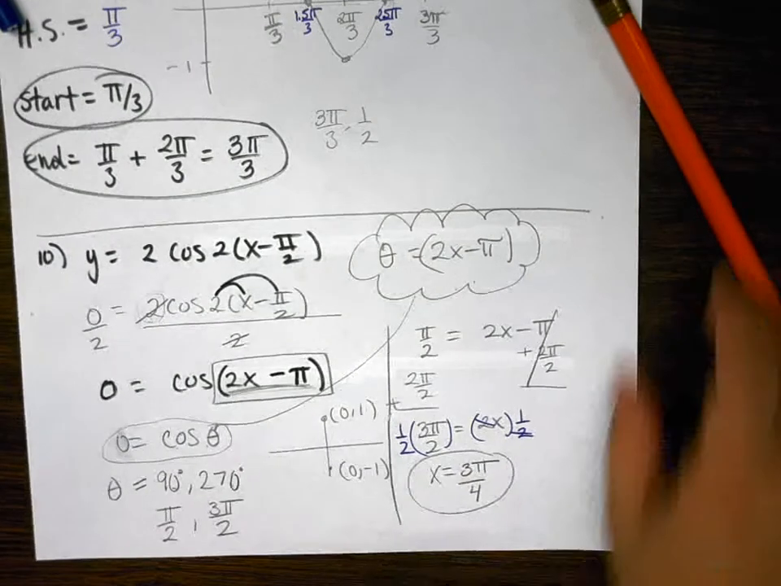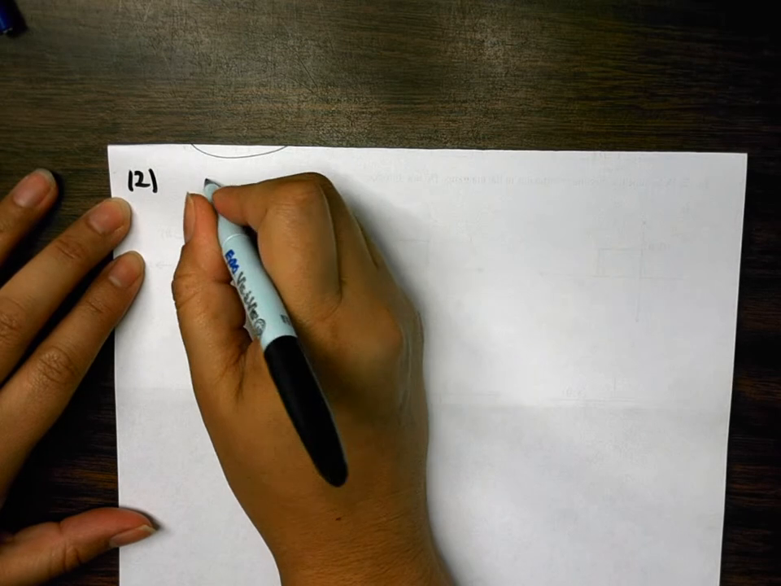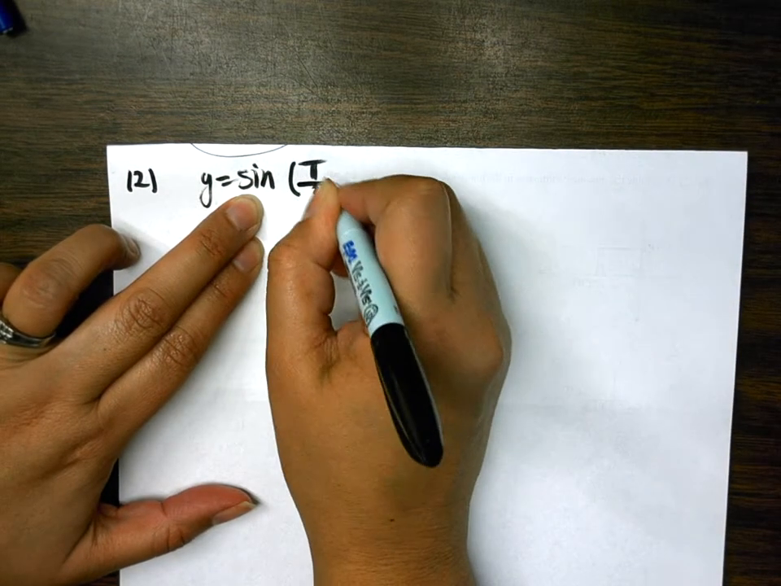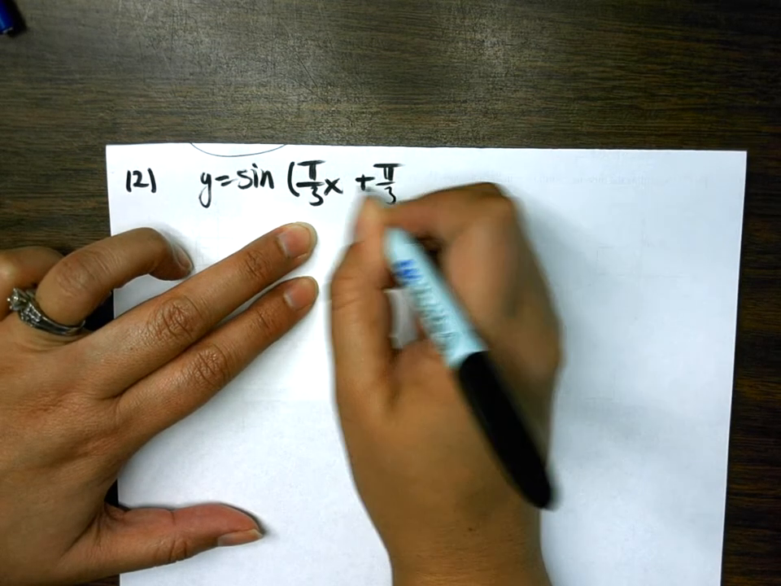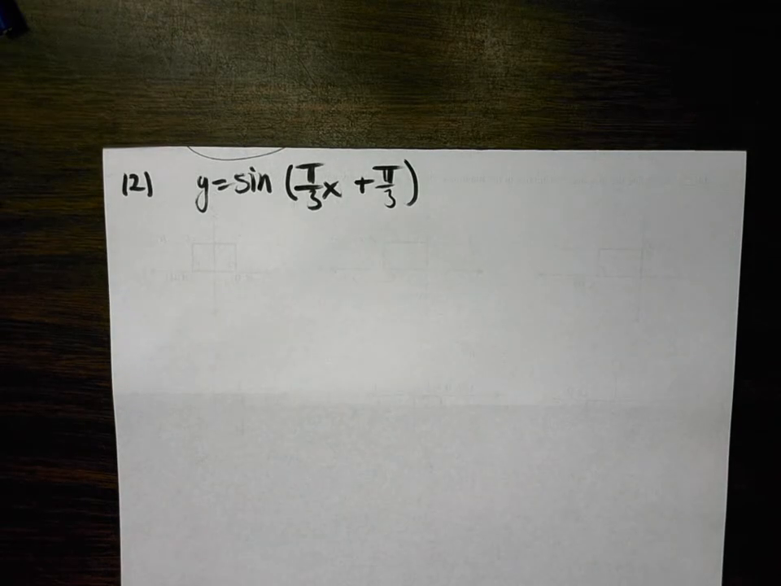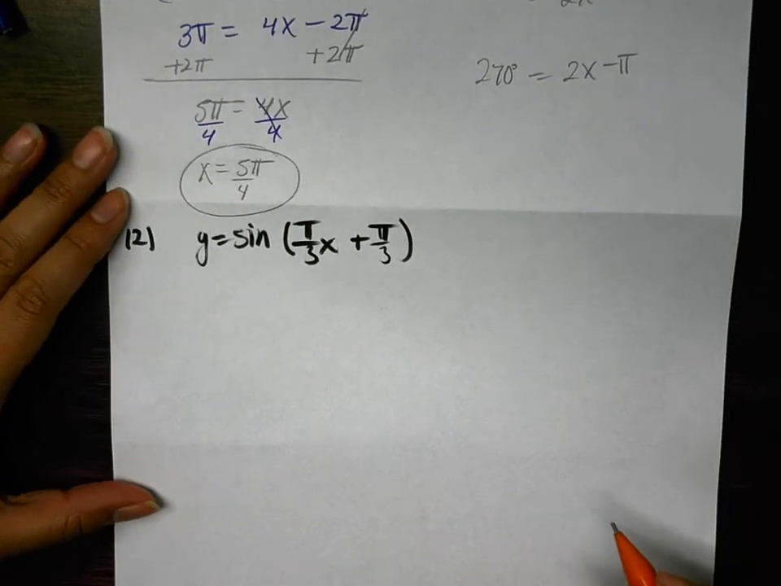Okay, the next one I have is number 12. Are we ready for number 12? Was number 12 that tricky one? Y equals sine. Did anybody get this one by now? No one did? All right, can you guys double check that I wrote it correctly? Yes? Okay.